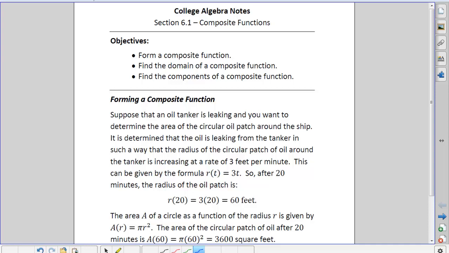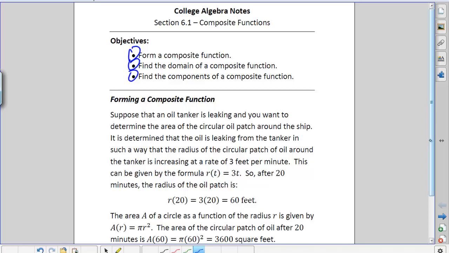We're going to look at what's called a composite function in section 6.1, and then that's going to set us up to where we can continue into chapter 6 and talk about exponential functions and logarithmic functions. And so kind of hitting some other concepts along the way, but like I said, section 6.1 is composite functions. We're going to look at a few different things here with regard to composite functions. Form a composite function, so we'll see what is a composite function. Then of course we're going to talk about the domain of the composite function and a little calculus application of finding the components of a composite function.